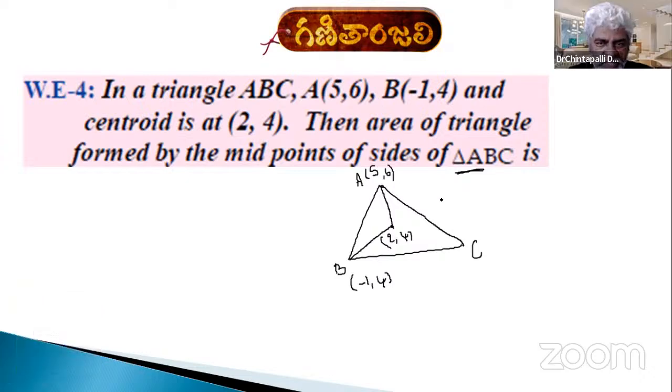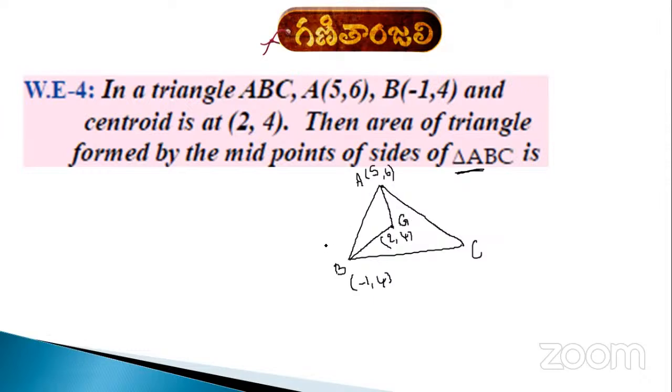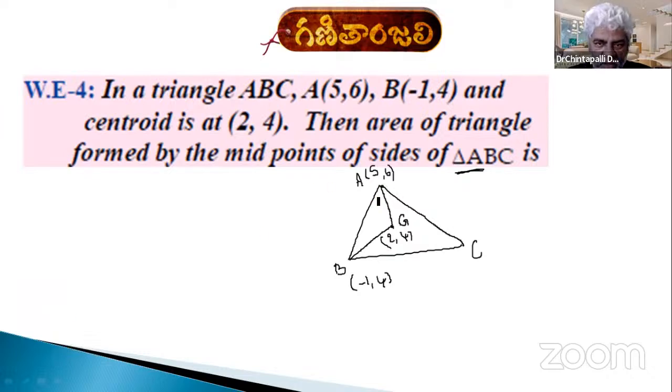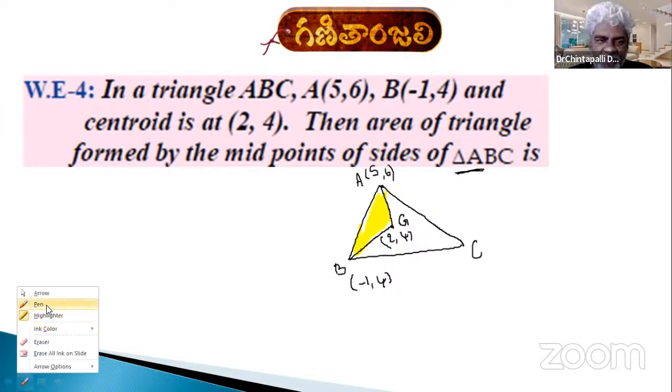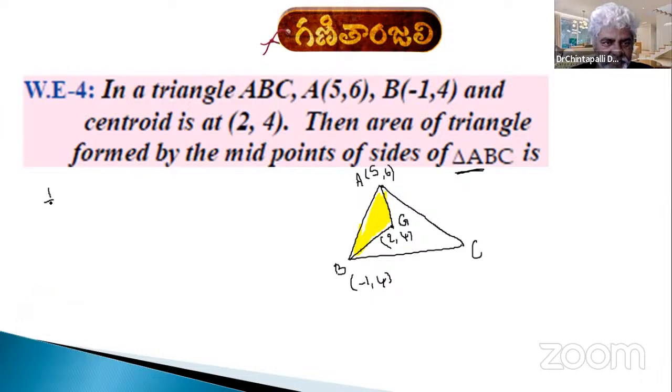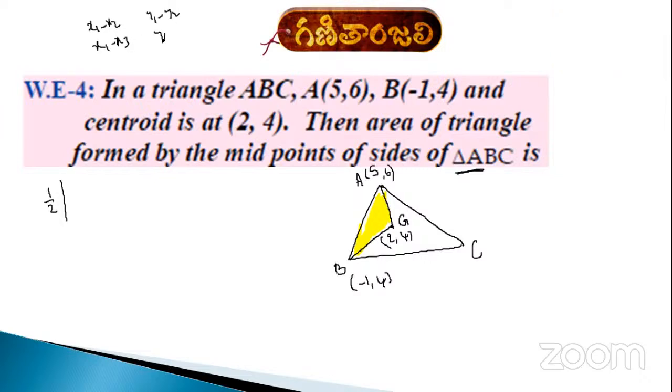Do you remember that formula? Area of triangle ABC is 3 times the area of triangle ABG, right? But in the first step, let us find the area of triangle ABG. It is half of the determinant. Do you remember? x1 minus x2, x1 minus x3, y1 minus y2, y1 minus y3, right?